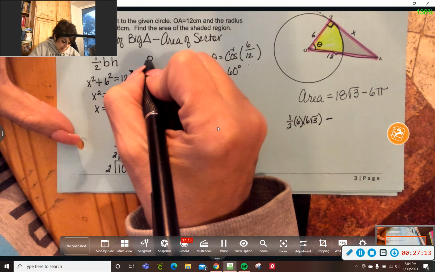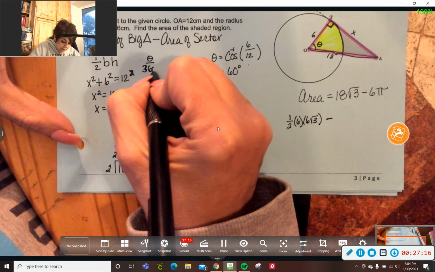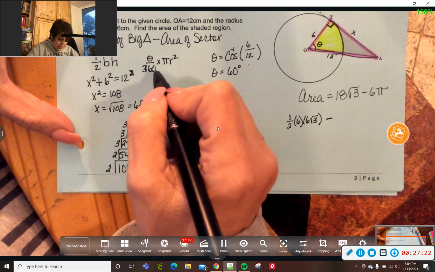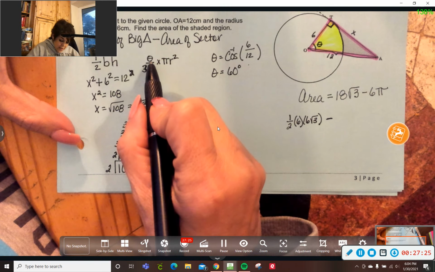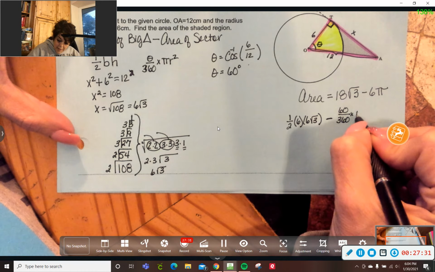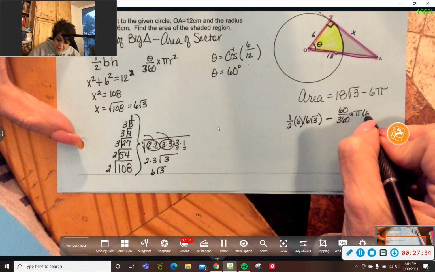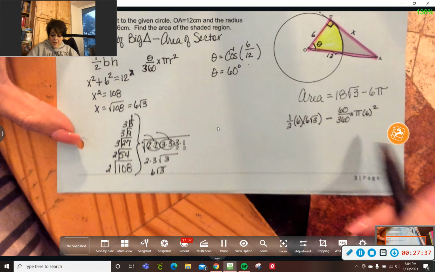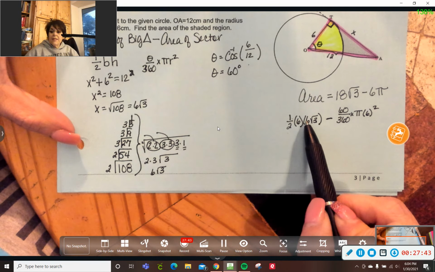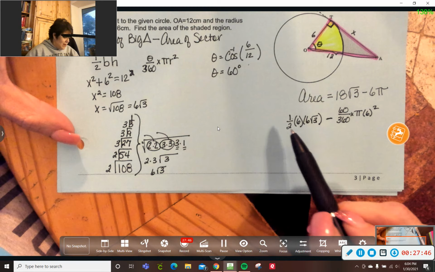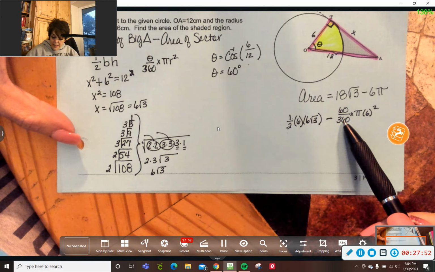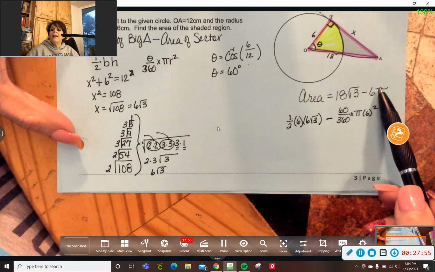And you know what, let me write it over here. Area of a sector is theta over 360 times pi r squared, right? So let's see if we can do that. We would do theta, which is 60, divided by 360 times pi. Oh, we do know r is 6 squared. There's my formula. 1/2 times 6 times 6 times the square root of 3. 6 times 6 is 36. Cut in half would be my 18 square roots of 3. And then 60 divided by 360. And then times 36 pi. And I got 6 pi.